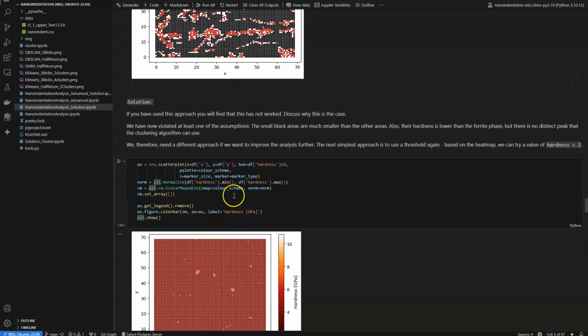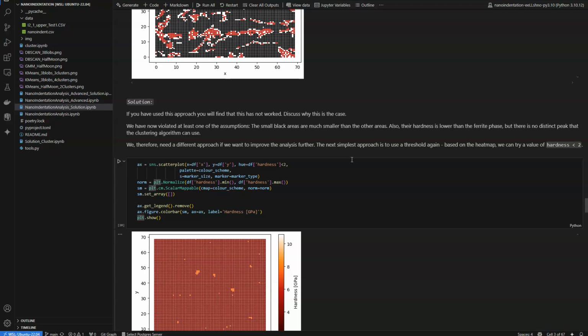So why is that the case? Well, we have sort of violated one of the basic assumptions. The small black areas are much smaller than all the other areas, and the hardness value is much lower than the ferrite phase, but there is no distinct peak that the clustering algorithm can use. It sort of tapers off. And therefore we'll need a different approach to improve the analysis.